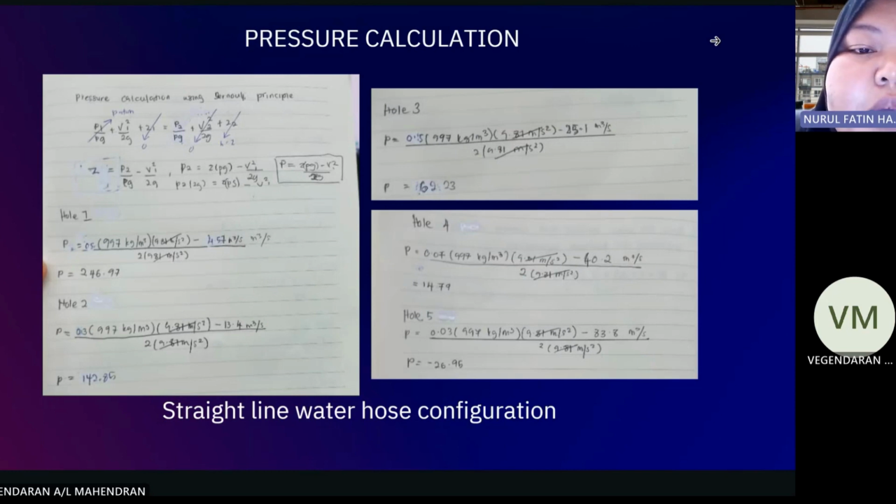This is the pressure calculation for the straight line water hole. For the pressure calculation we use Bernoulli's principle. After we simplify, we get pressure equals the water achievement Z multiplied by the density of water multiplied by gravity, minus the velocity squared divided by 2 gravity.